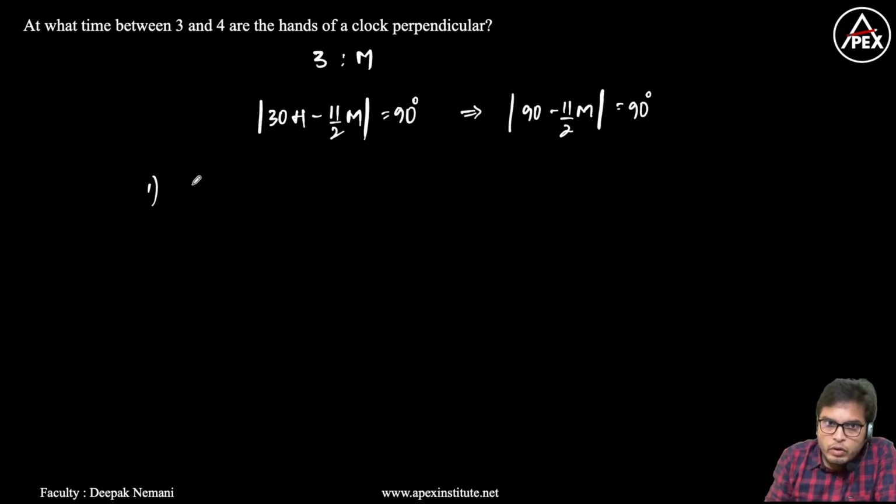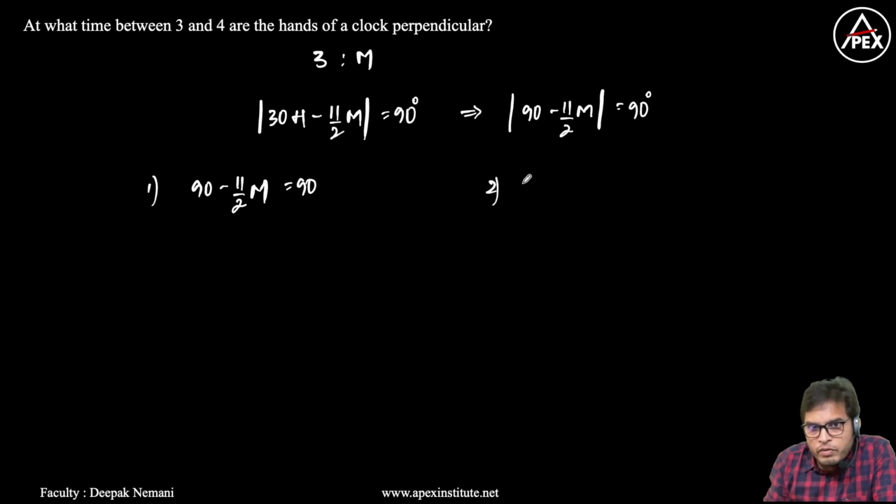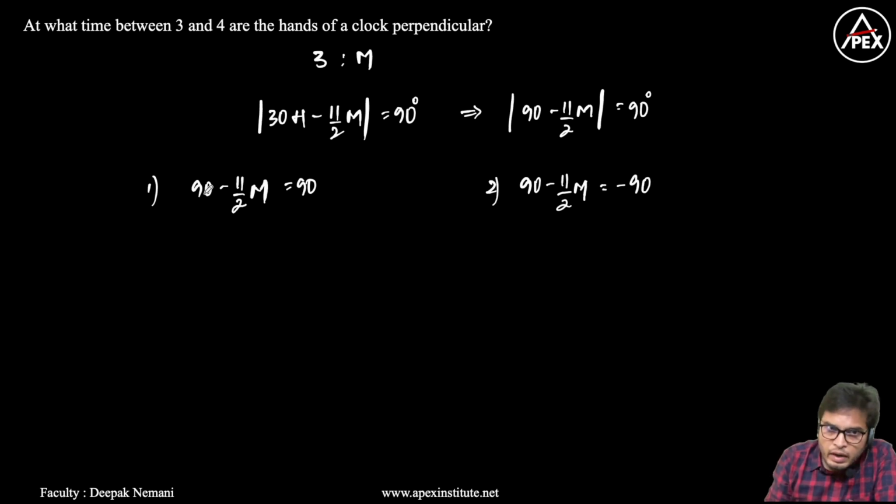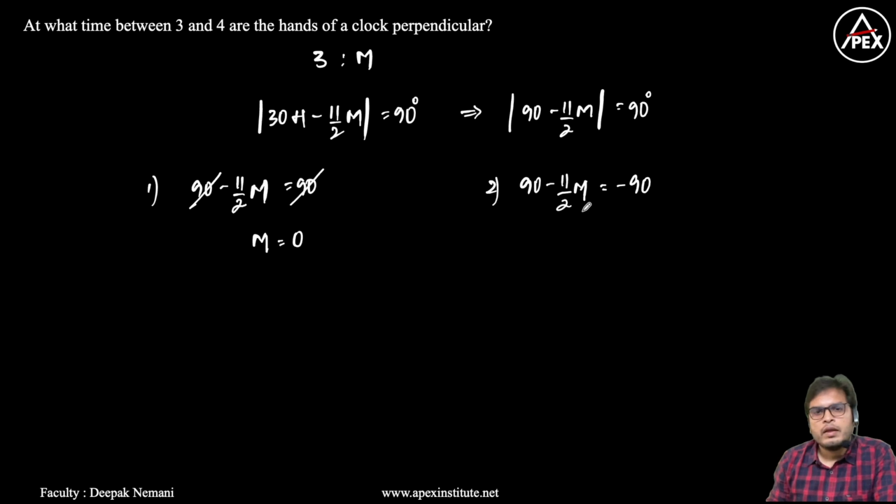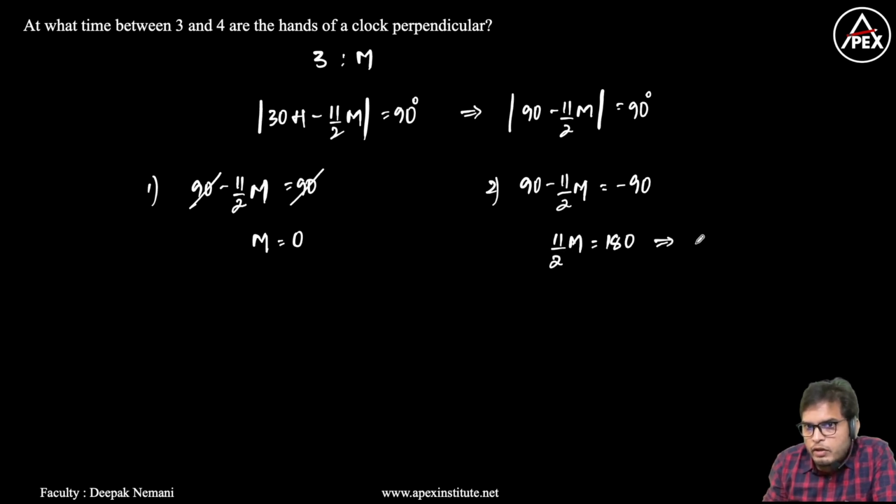So in one case, you will be having 90 − 11/2 m = 90, or in the second case, you will be having 90 − 11/2 m = −90. Right? Now in this case, I can cancel 90 and 90 on both the left hand side and right hand side, and the value of m becomes 0. Whereas here, after shifting this 11/2 m to the right hand side, we will be having 11/2 m = 90 + 90, which is 180, and the value of m will be 360/11.